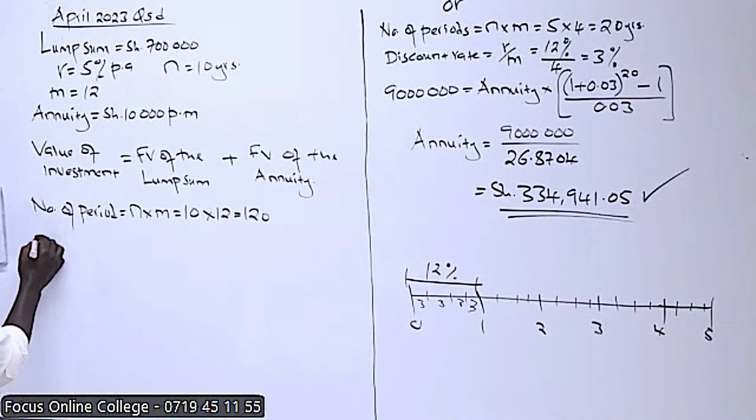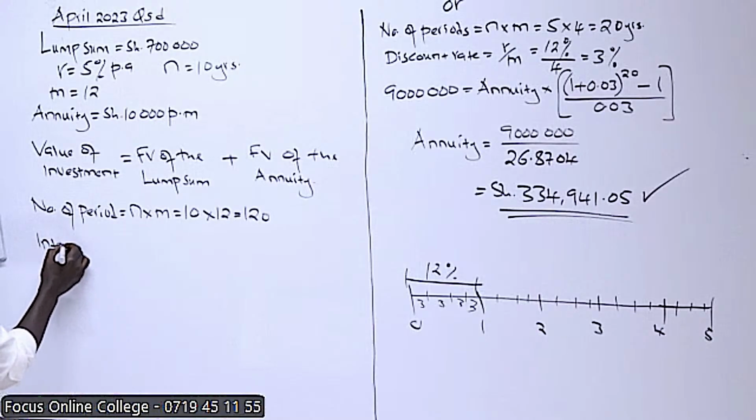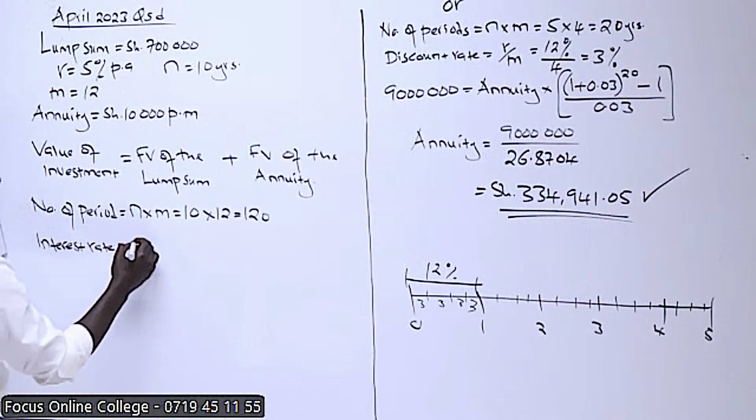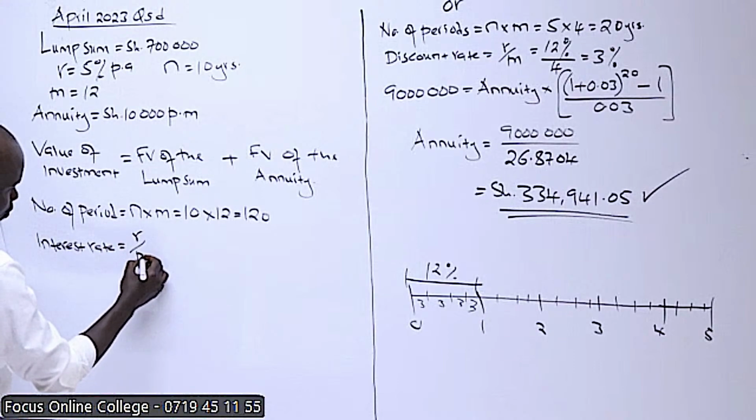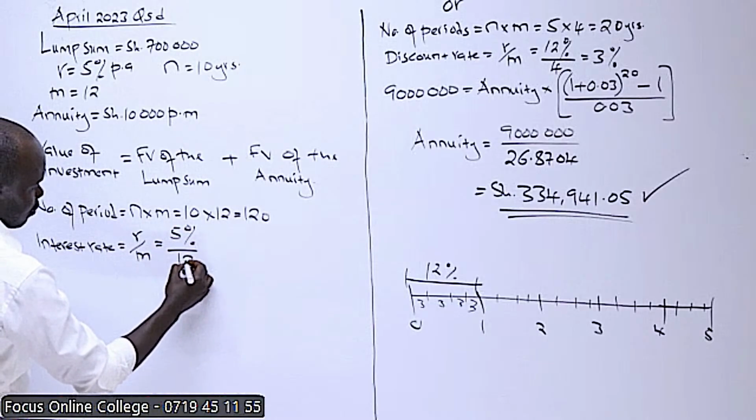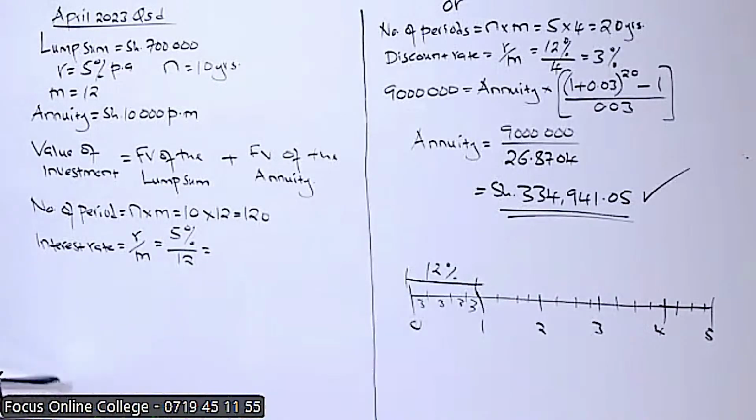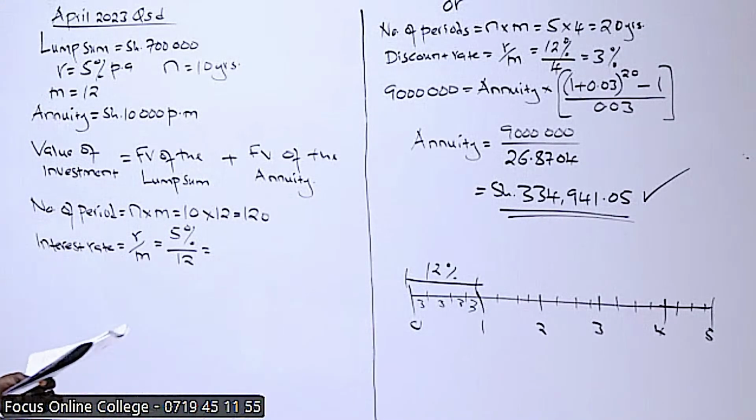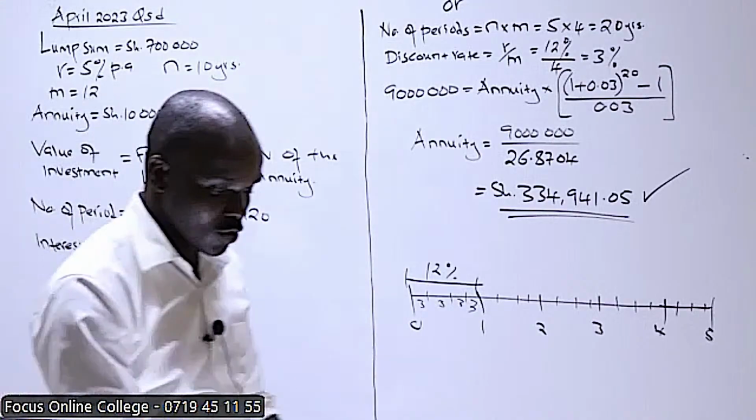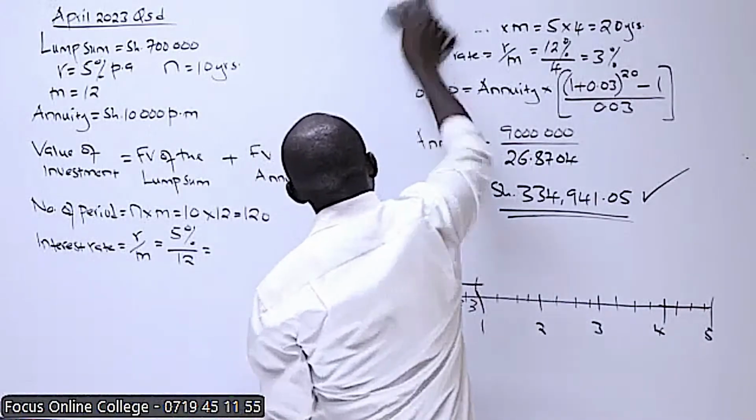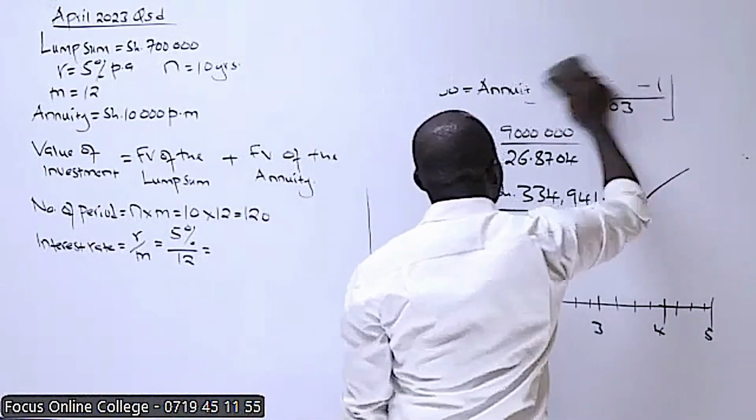Then the discount rate, or we can just call it the interest rate, is R over M. 5% divided by 12, because compounding is being done monthly. So we get the interest rate that is consistent with the compounding period.